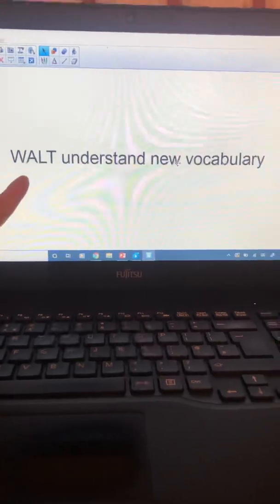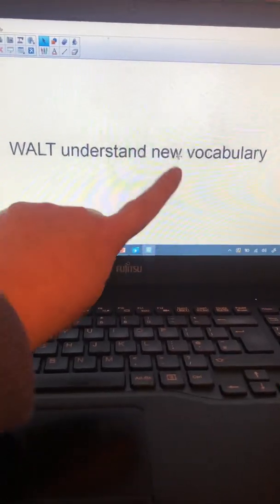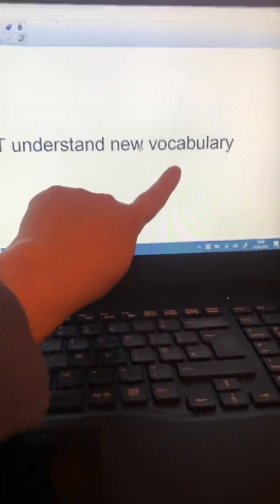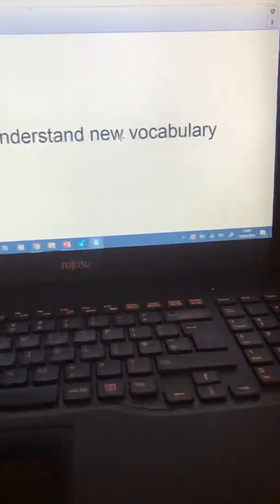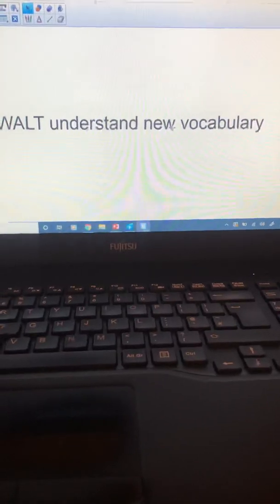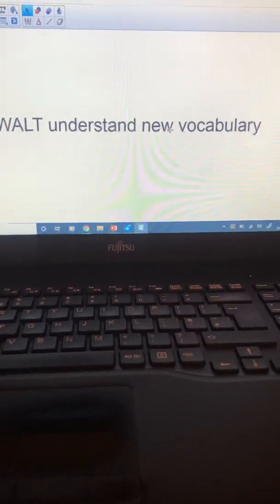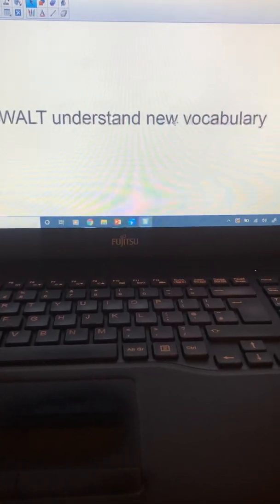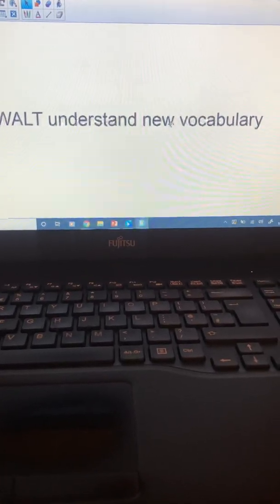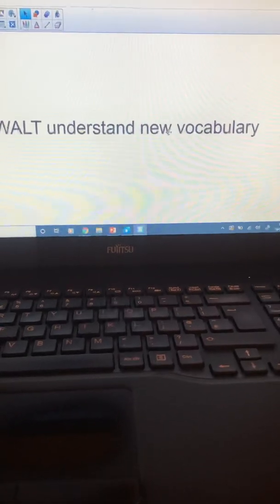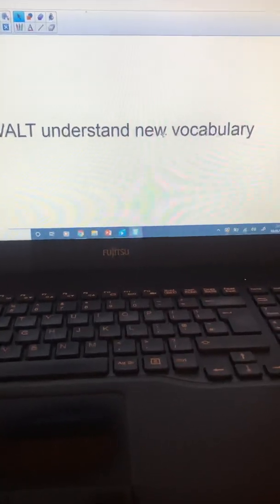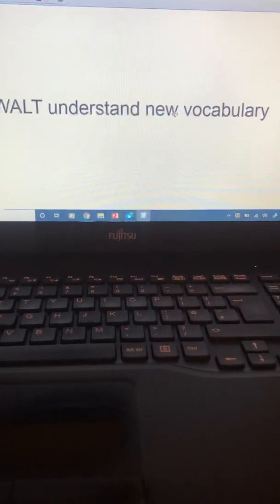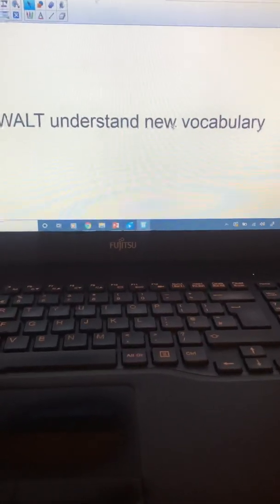Today we are learning to understand new vocabulary. Now, this is quite a tricky word, vocabulary. Do you know what it means? Have a think. Chat with your grown-up. What does the word vocabulary mean? Vocabulary means words. So when we're reading a text, we come across lots and lots of words.